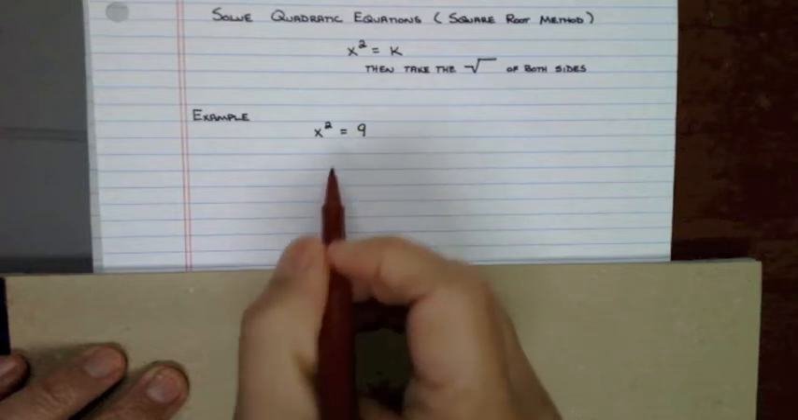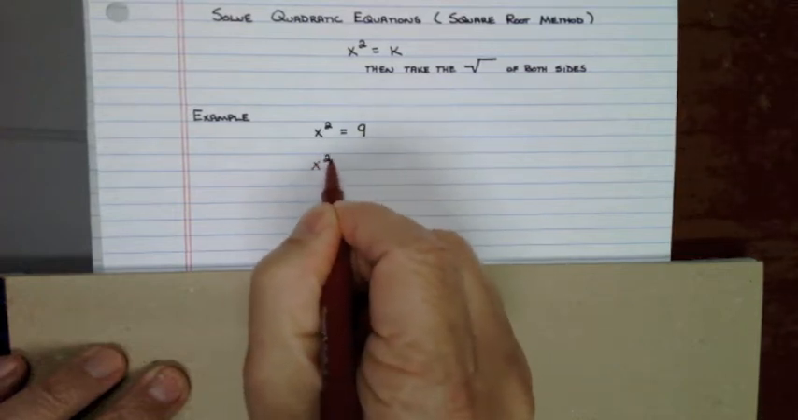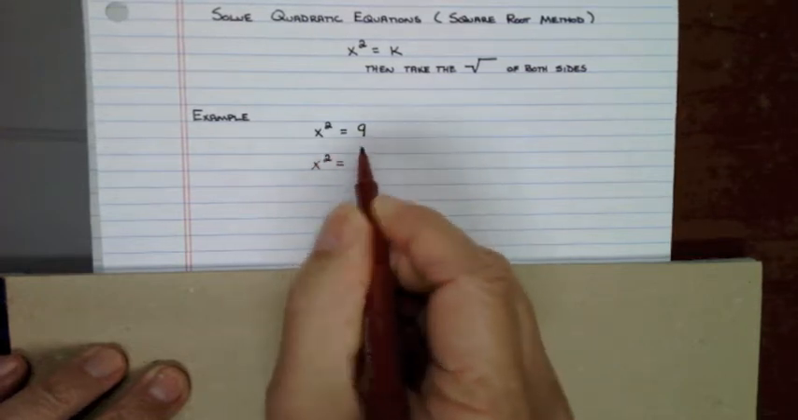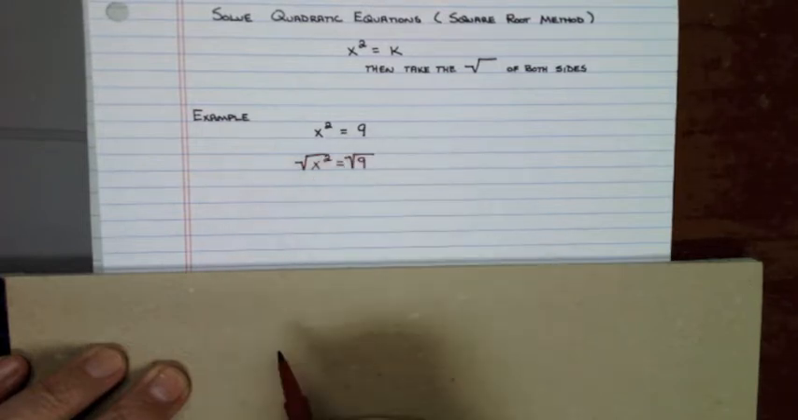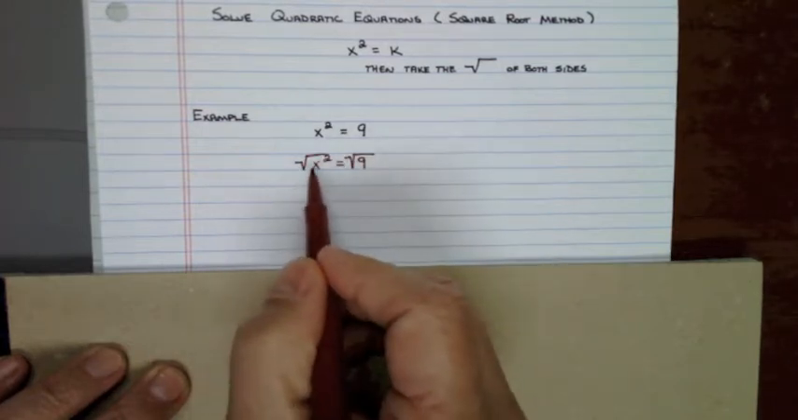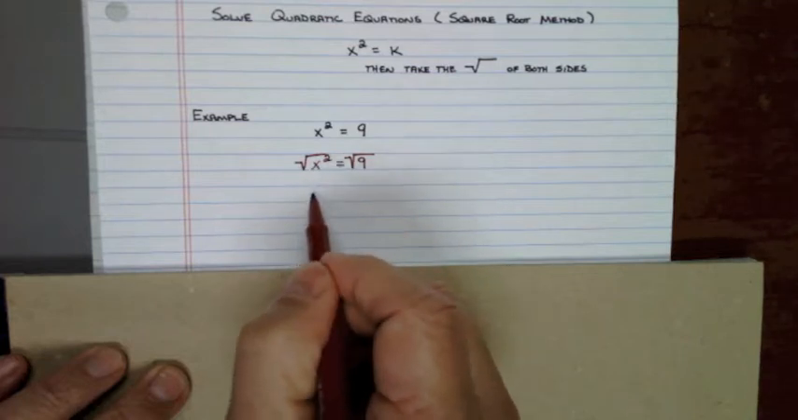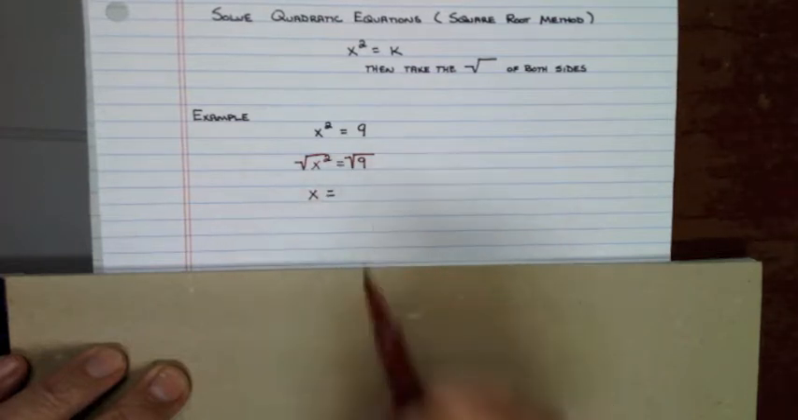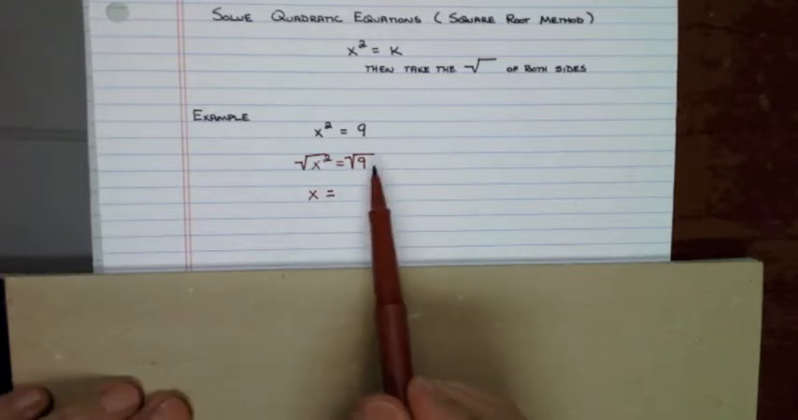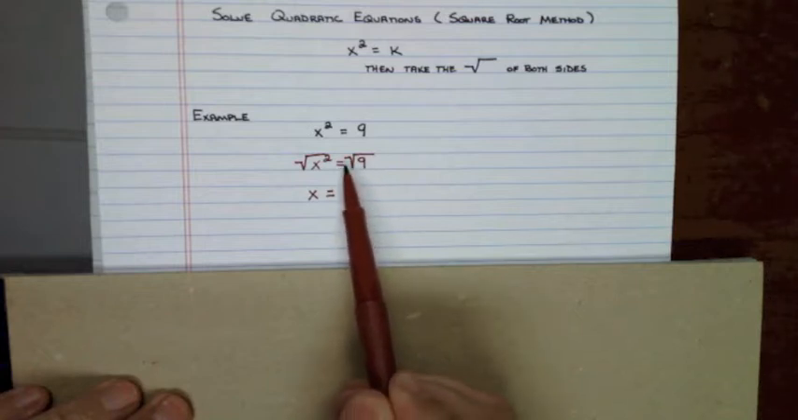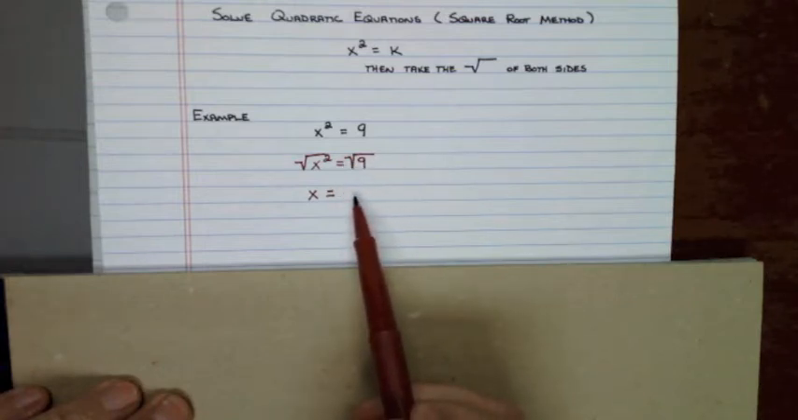Once I get it in this form of x squared being isolated and a constant on the end, I'm able to take the square root of both sides. Square root of x squared is simply x. We have to remember what the definition of the square root is, because most of the time people are going to think you're going to get one solution here. The square root of 9 is 3.